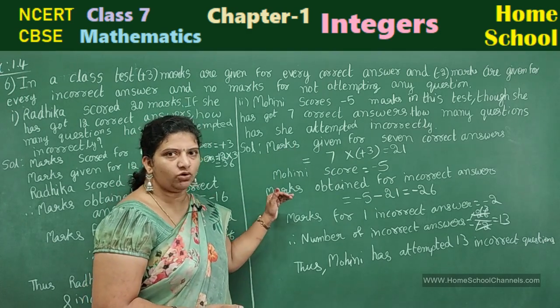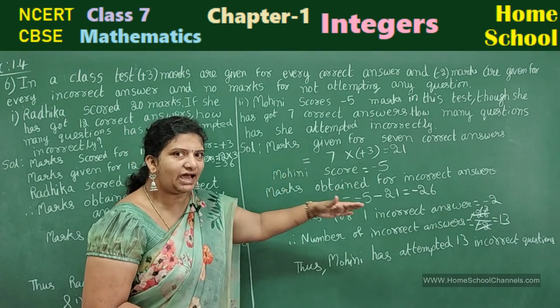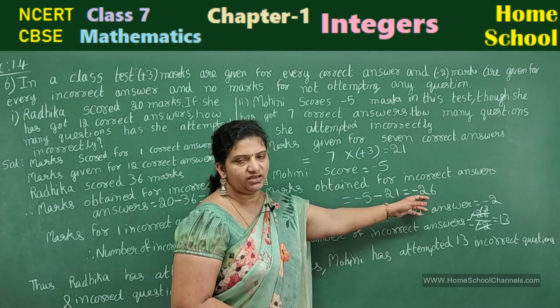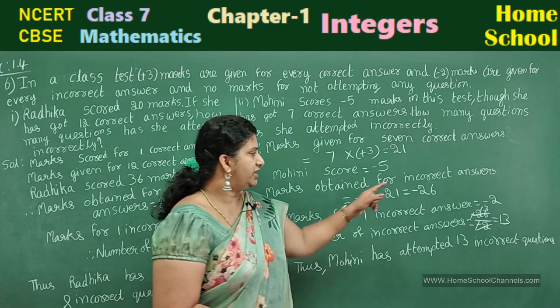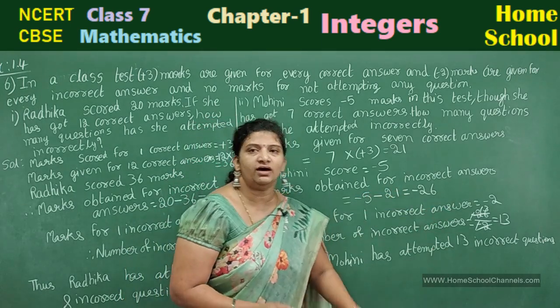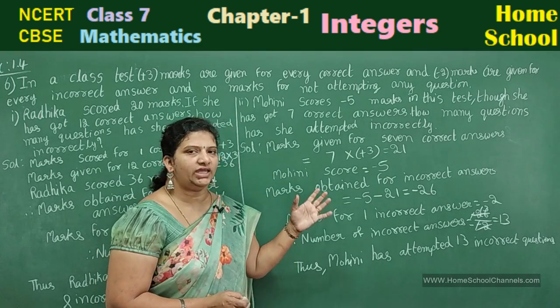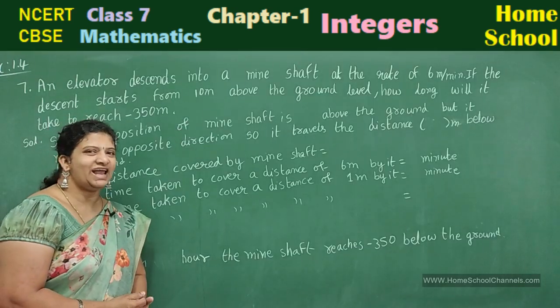In Mohini's score, you subtract that score in order to get the incorrect answer score. Incorrect answer score is minus 26. Every incorrect answer, you are going to get minus 2. Divide with that, and you are going to get the number of incorrect questions that Mohini has attempted. Is this clear? Let's see the last problem.